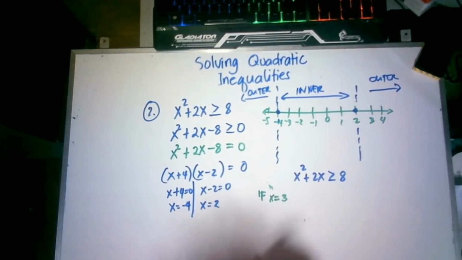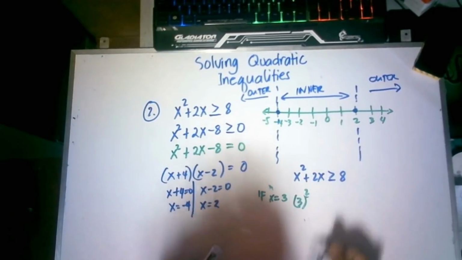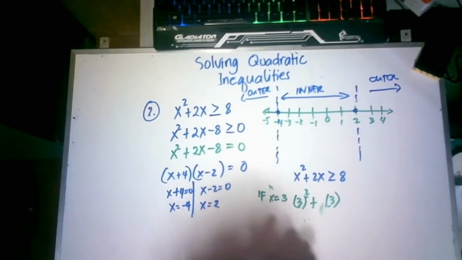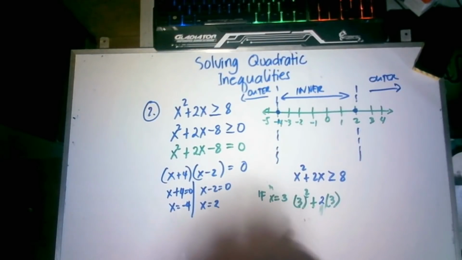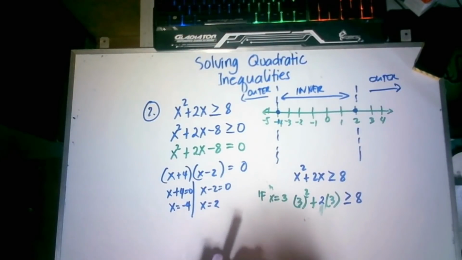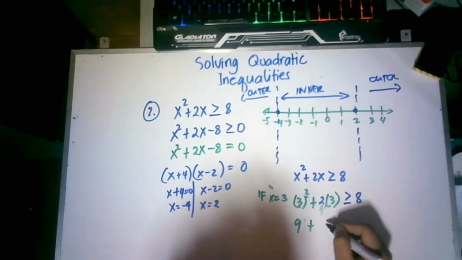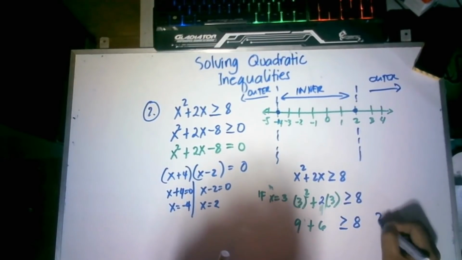So let us see. We have 3 squared plus 2 times 3 greater than or equal to 8. Let's prove it. What is 3 times 3? That is 9. What is 2 times 3? That is 6. Is it greater than or equal to 8?